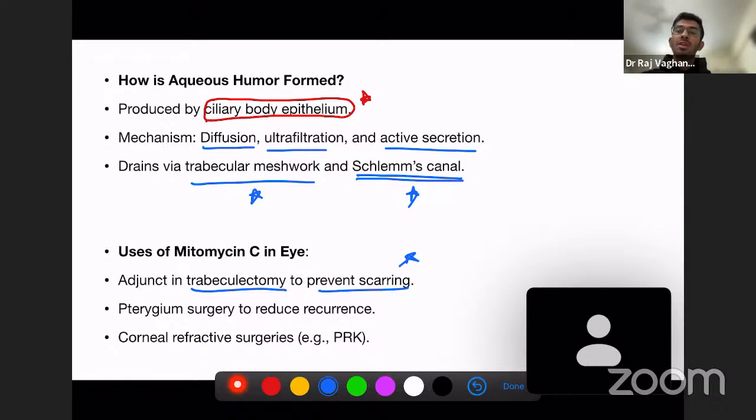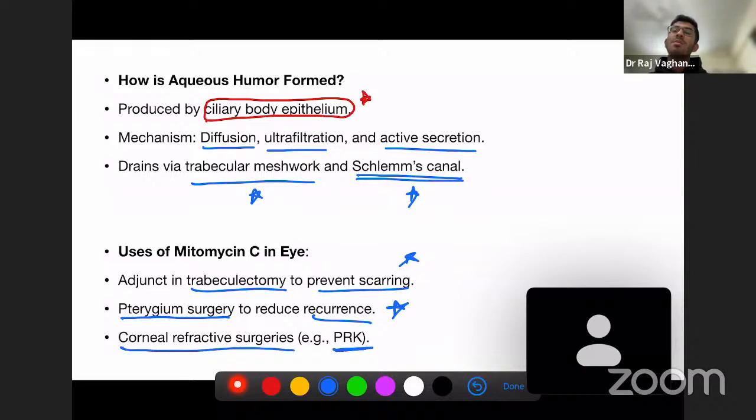Mitomycin C is also used in pterygium surgery to reduce the recurrence of the pterygium, because pterygium is a very recurrent condition, and even after surgery, if a small amount of pterygium is left, it can lead to recurrence. It can also be used in corneal refractive surgery such as PRK, photorefractive keratectomy, and in trabeculectomy and pterygium surgery.